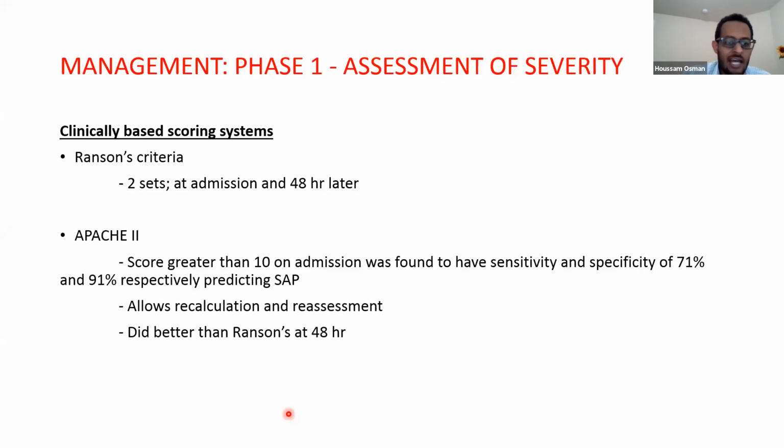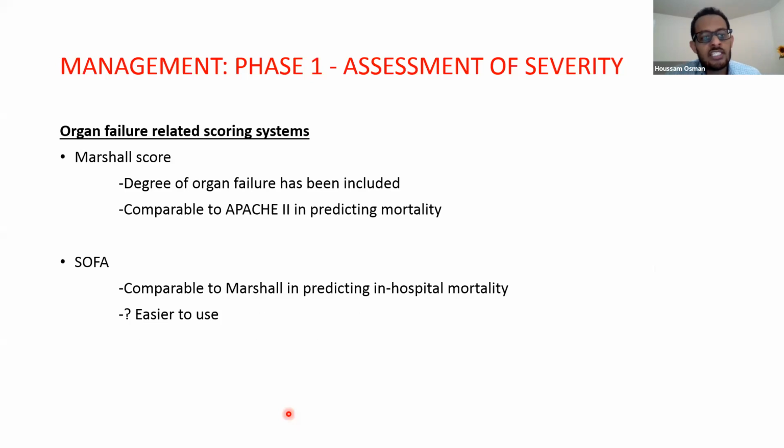I can tell you I don't use Ranson and I don't use Apache 2. The other scoring systems are organ failure scores. Ranson and Apache are clinical, and Marshall and SOFA are organ failure scoring systems. They look at the function of the organs and try to predict which patient is going to have a severe course. People think that the SOFA is a little bit easier to use, and it's comparable to Marshall and comparable to Apache 2 in predicting in-hospital mortality and severity of pancreatitis.